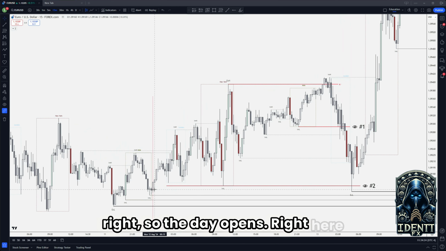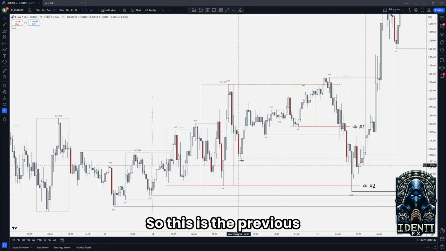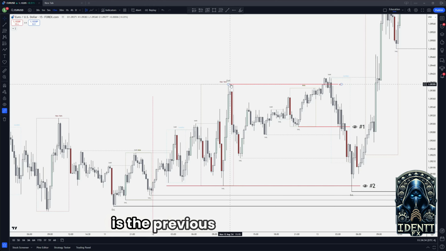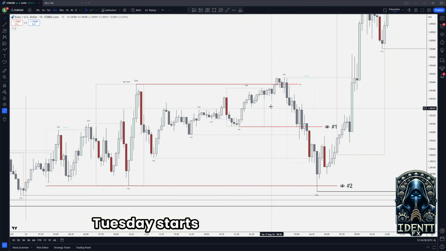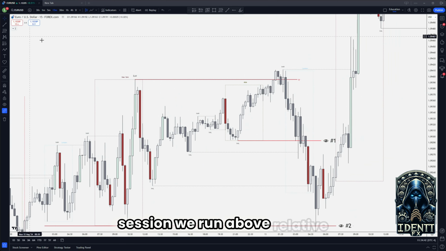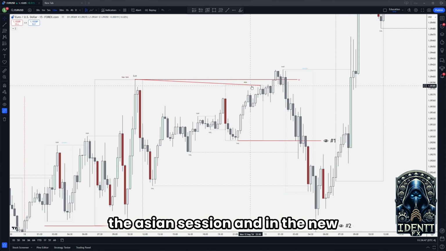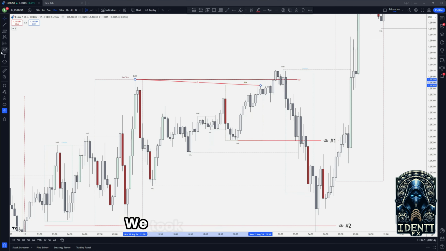So the day opens right here. If we look at where the day opened, this was the only swing low in that day. So this is the previous day's low and this is the previous day's high. Then Tuesday starts, and on Tuesday, what we can see is that in the London session, we run above relative equal highs that were set up in the Asian session and in the New York session, right? So this was liquidity. We took that out right here.